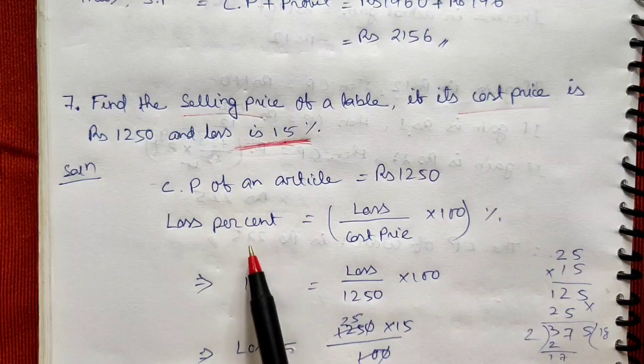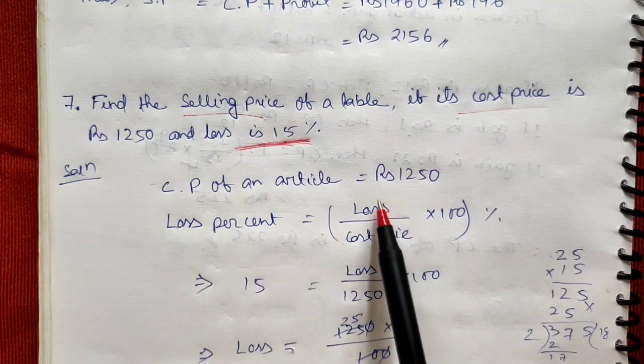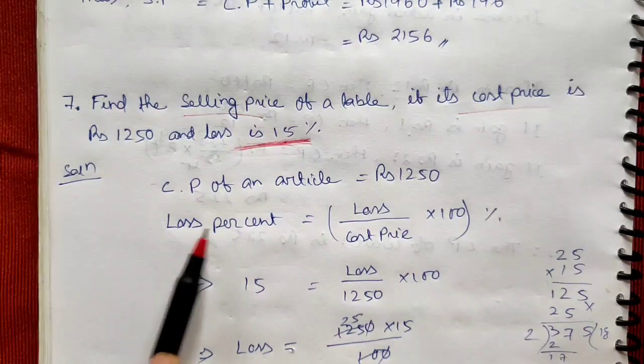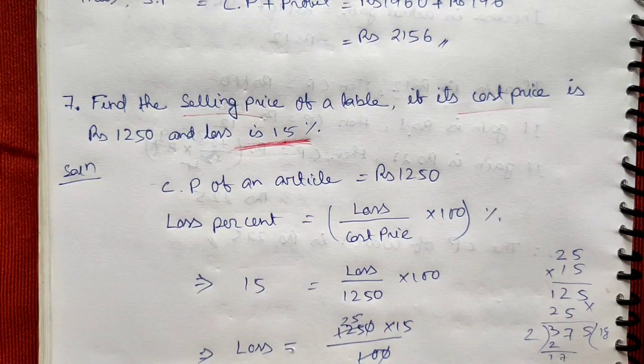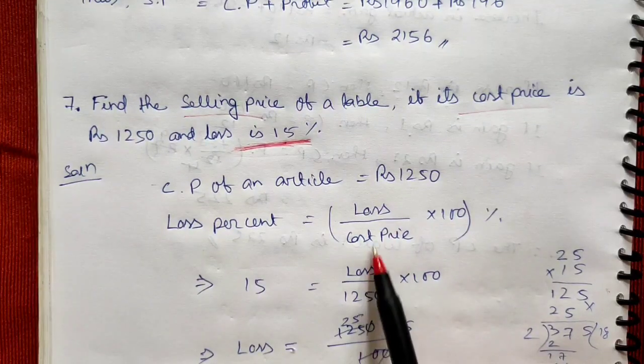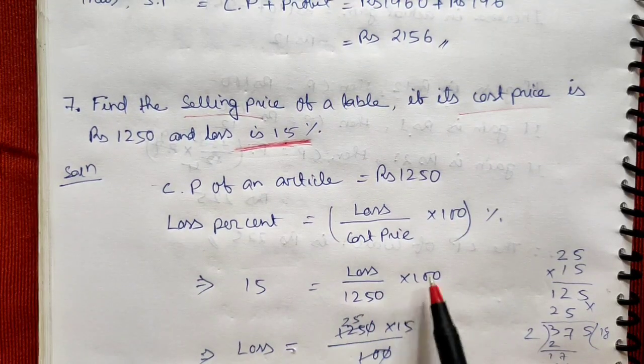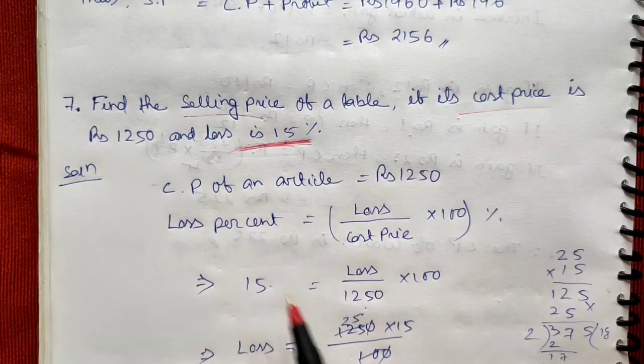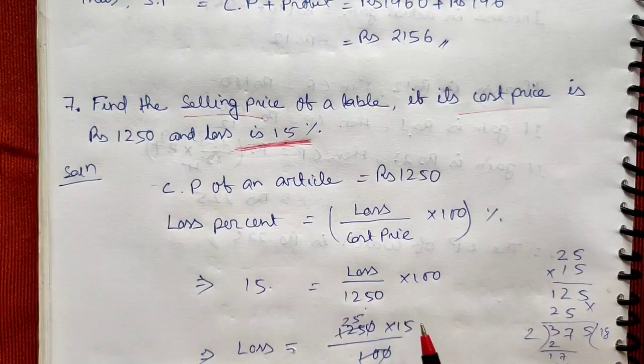So now loss percent is given as 15, and we have to find this loss, isn't it? That is, we have to convert the 15% loss into an amount using this law. So we have to find the loss. The CP is given as 1250 into 100. Then this 1250 is divided by loss, so when we change the side, it will be multiplied with 15. So it got multiplied with 15.